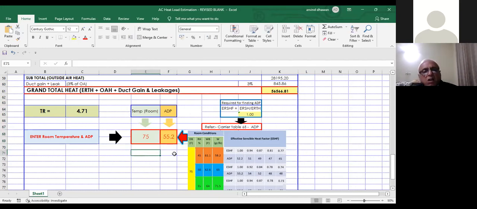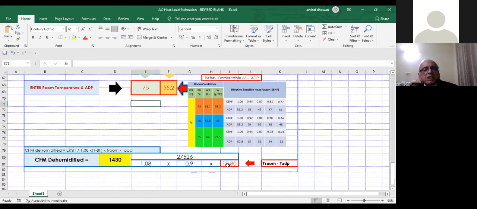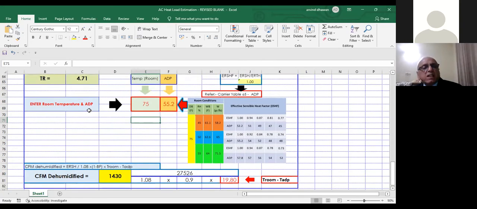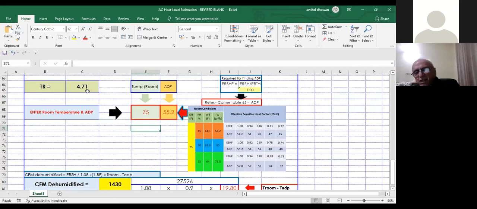Okay. Now, what happens then? This is the formula, which is required to find out the dehumidified air. So, tonnage remains unchanged. For tonnage, you have to do nothing. To get the CFM dehumidified, you have to find out the ADP. To find out the ADP, we have provided this table on the Excel sheet. You have to go nowhere. This table is there for normal conditions, 45 to 55 RH and 75 dry bulb. This is taken from Carrier and put on the Excel sheet.